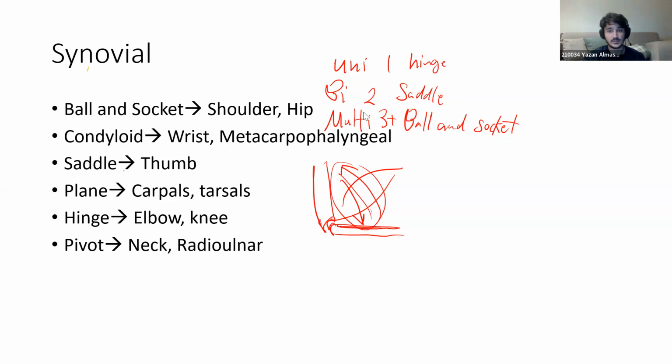It's the same as saddle? No. Unless you have a really flexible thumb, it's not the same as the saddle. The shoulder has way more movement. Plane, non-axial.